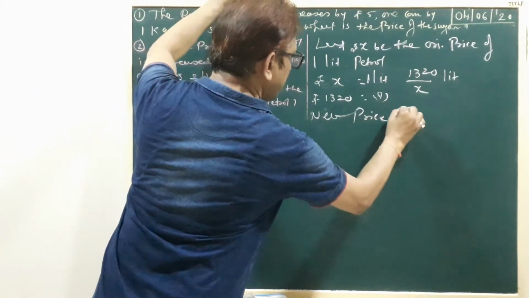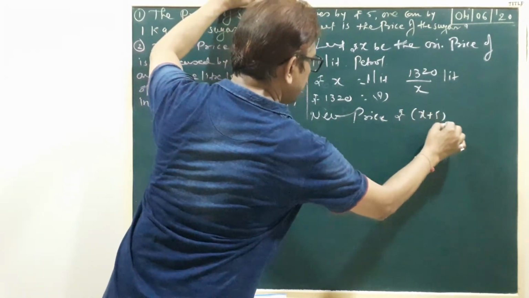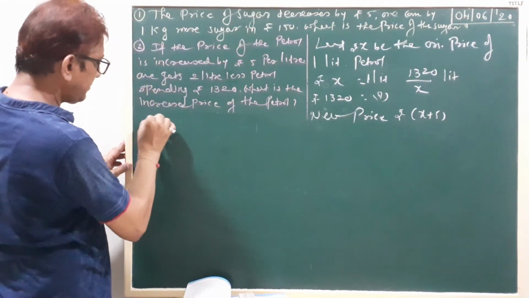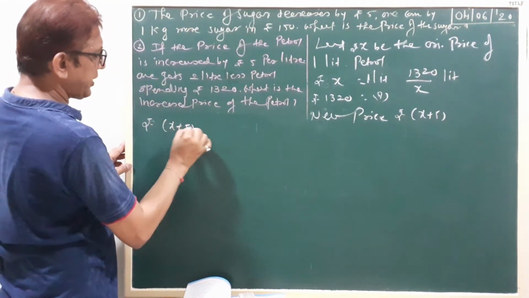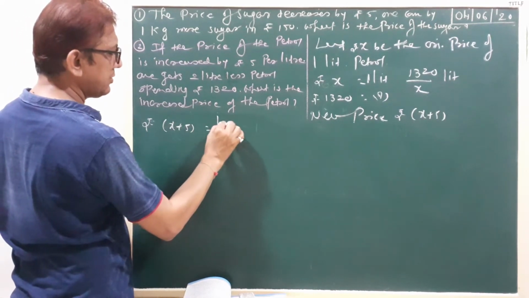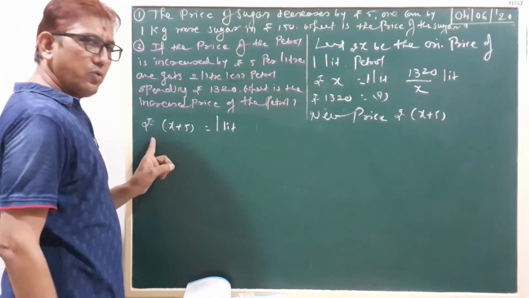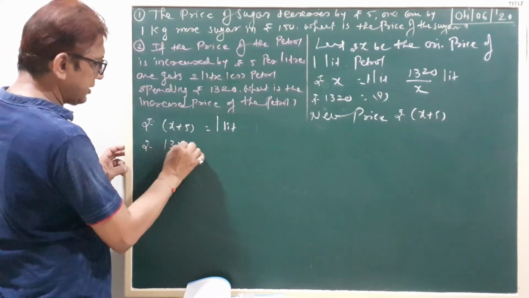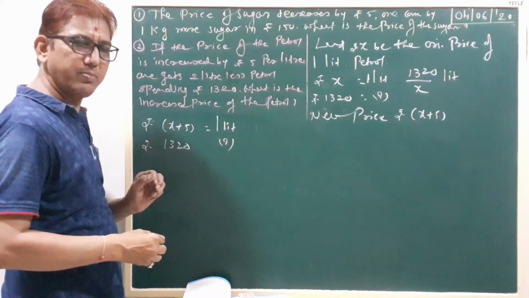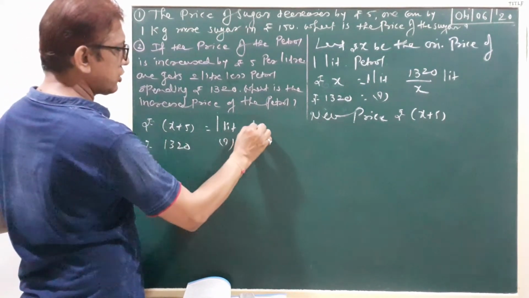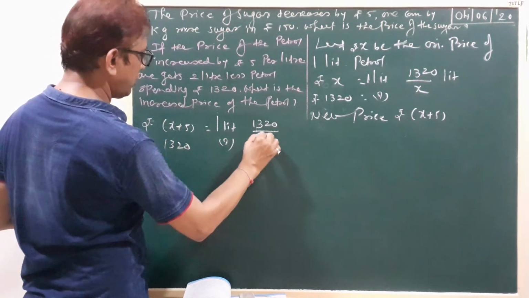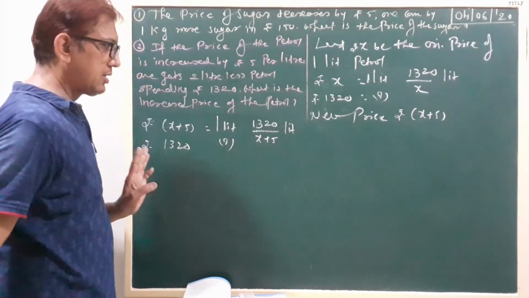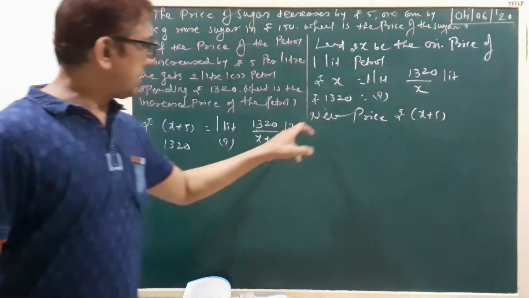New price: rupees X plus 5. Clear? Again we write the step here. Rupees X plus 5 equal to 1 liter of petrol. Therefore rupees 1320 equal to question mark. So rupees cancel, cross multiplication: 1320 upon X plus 5 liters. Clear? Here also liter and here also liter.